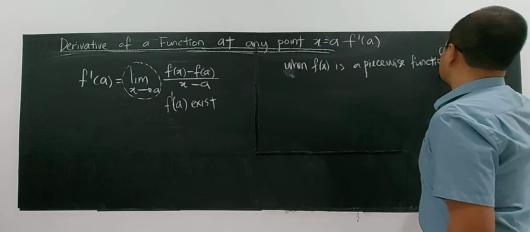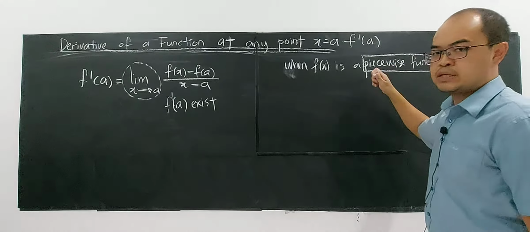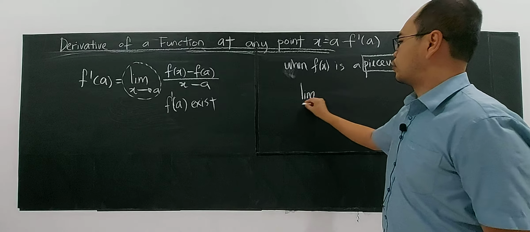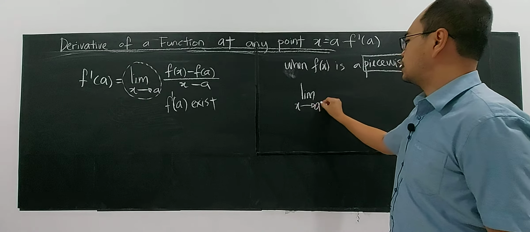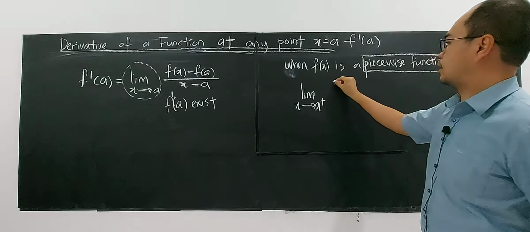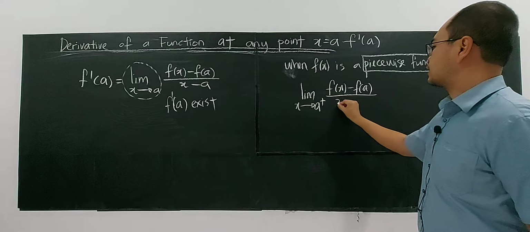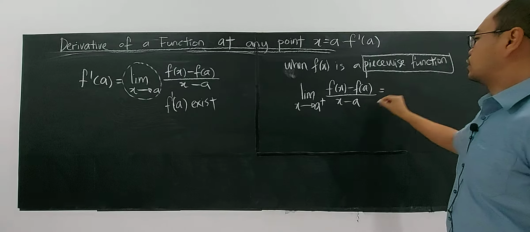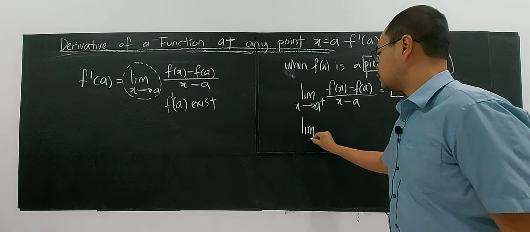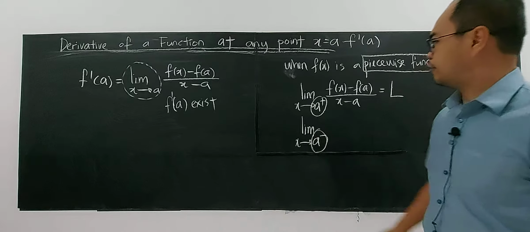So generally, if there is a piecewise function, we have to consider the limits from both sides. We consider the limit from the right-hand side of f(x) minus f(a) over x minus a. Say you get a value L, and then you evaluate the limit from the left as well.